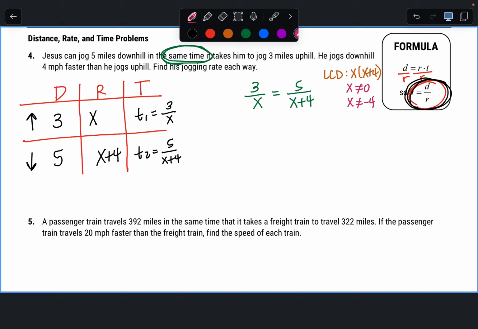Wait, so when I get x, do I plug it back into the equation? Stop. Ask the question when she gets around here. Get your least common denominator, cancel out your denominators. I'm seeing a couple people who are already there. It is asking the question of what is his jogging rate each way. So you should have technically 2 answers.